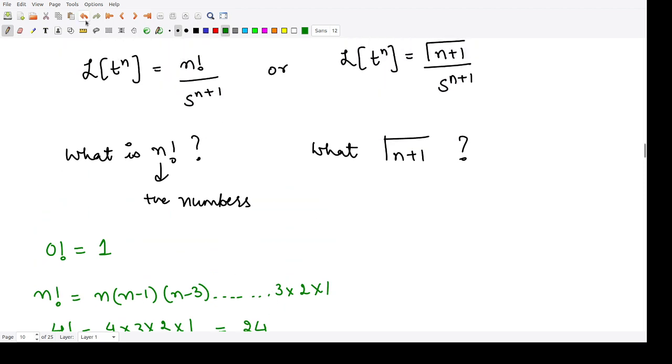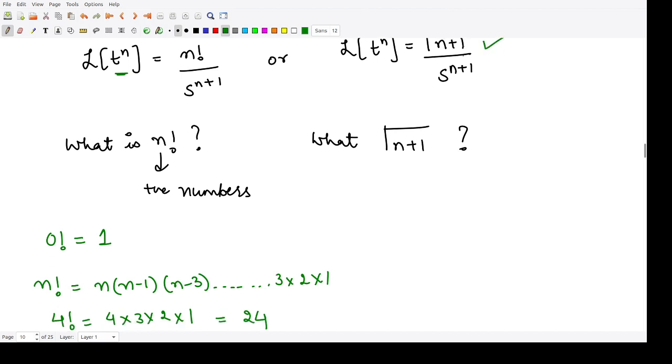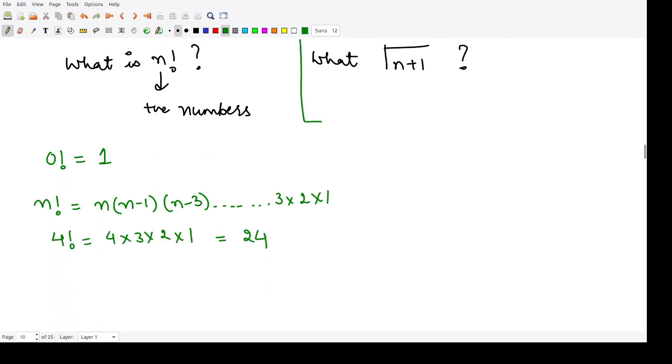So if you have the Laplace transform of t to the power n, it would be n factorial divided by s raised to power n plus 1. So this is about factorial. But what is this term gamma of n plus 1? For that, let us see what this gamma of n plus 1 is. What is this quantity?